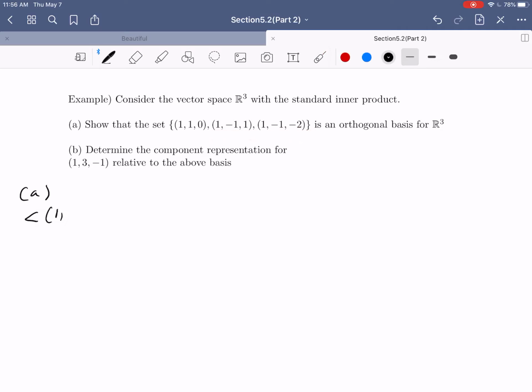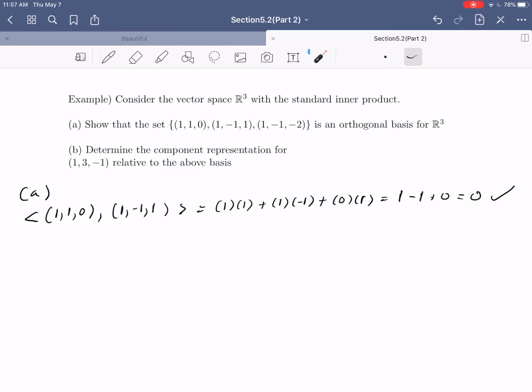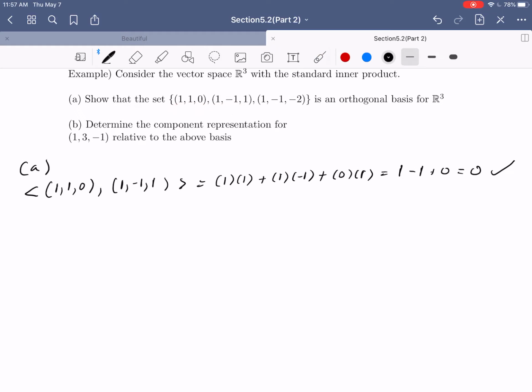So let's do (1, 1, 0) and (1, -1, 1). The inner product here will be 1 times 1 plus 1 times -1 plus 0 times 1, which looks like it's going to be 1 minus 1 plus 0, which is 0. Check. So these first two vectors are orthogonal.